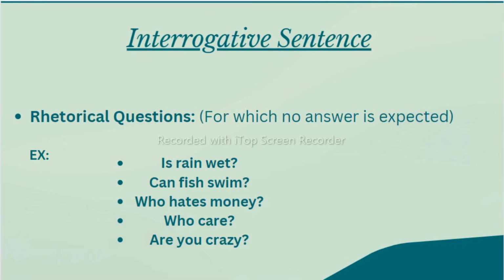Now, among interrogative sentences, we also have rhetorical questions, for which no answer is expected. Means for these questions, there is no answer. For example, is rain wet? Yes, obviously rain is wet. Can fish swim? Yes, obviously fish swim. So there is no answer for these types of questions. Who hates money? Nobody. Who cares? Are you crazy? These types of questions are called rhetorical questions, for which no answer is expected.